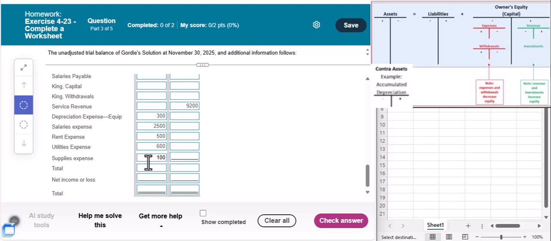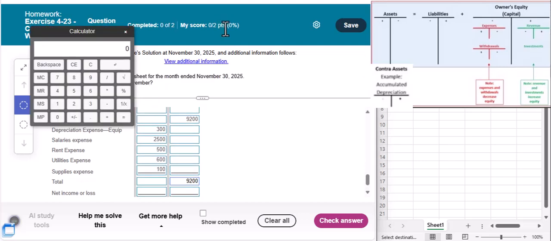So now getting back to our example that we're working with, notice there is a line here, so that means below we're going to be doing some sort of mathematical operation, which means in this case we're adding up all of the expenses and then adding up all of the revenues. So the revenue is the easy part. We only had one for 9,200. And then we have our expenses. So that is that 300 plus 2,500 plus 500 plus 600 plus 100 gives us a total of $4,000 worth of expenses.